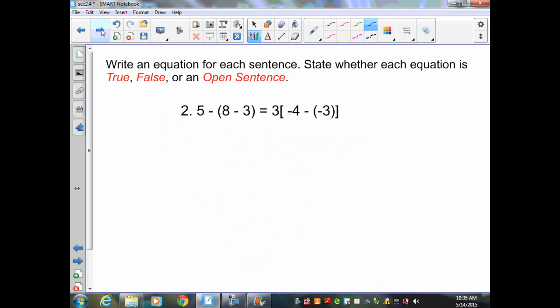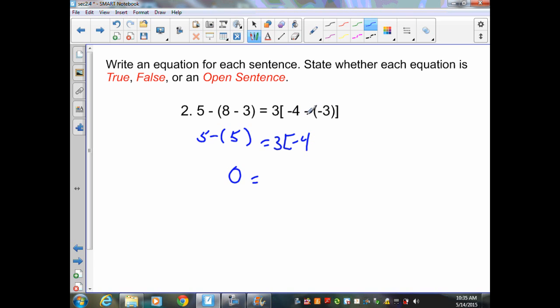Next, I want to follow the same procedure, determine whether this is true, false, or an open sentence. Bring down the 5 on the left side of my equation. I'm going to bring down my 5. Minus, work inside my parentheses. 8 minus 3 is 5. Bring down my equal sign. I'm going to continue working on the left side of my equation. And what I'm going to have is 5 minus 5. And that, we know, is 0. On the right side, I'm going to bring down my 3. Bring down my negative 4.